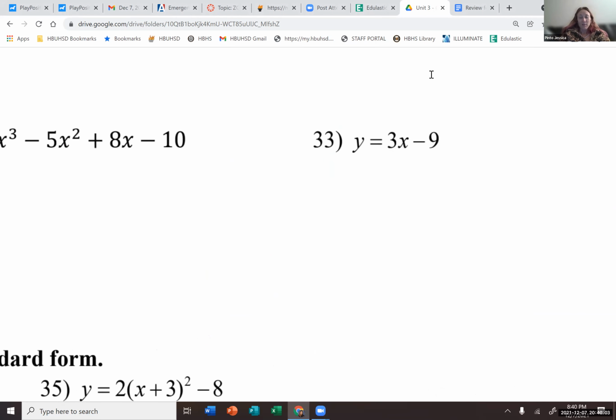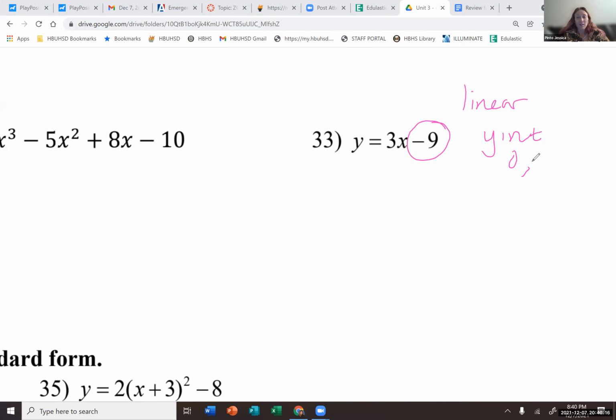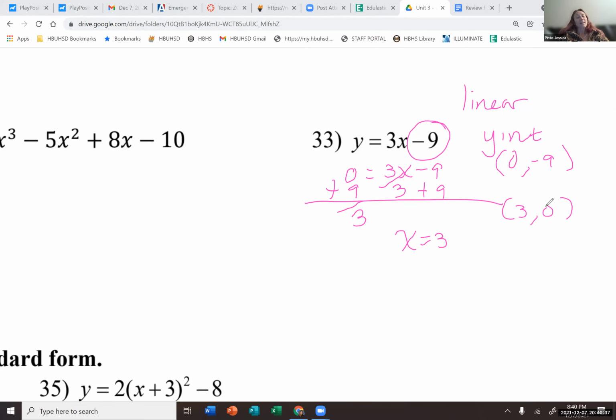There we go, 33. Oh, yay, a linear equation. So this is linear, and this is mx plus b, so here's the y-intercept: (0, -9). And then if I had 0 for y, I hope you can see we're going to add 9, and then we're going to divide by 3. And we get 9 divided by 3, x is equal to 3. And how nice, linear just has one of each. So we're really grateful for that.